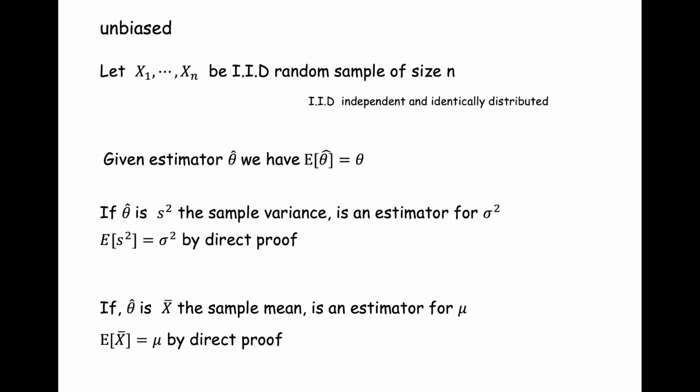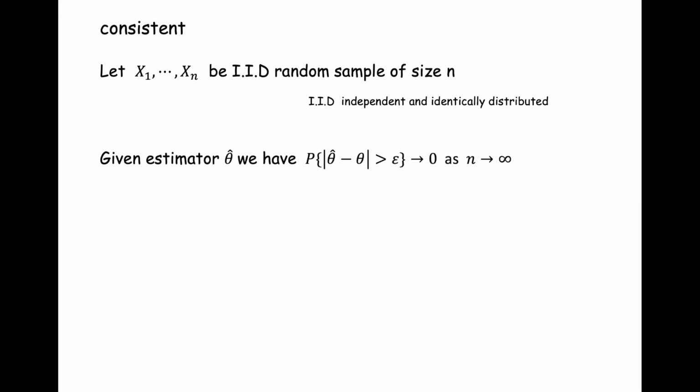And we take the expectation of x bar, and we can show that it's equal to mu, our population parameter, and we can do that by direct proof. Likewise, when we talked about consistency, we said we have some estimator theta hat, and then the probability that theta hat differs from the unknown population parameter theta by more than some error tolerance epsilon goes to 0 as you increase the sample size, as n goes to infinity.